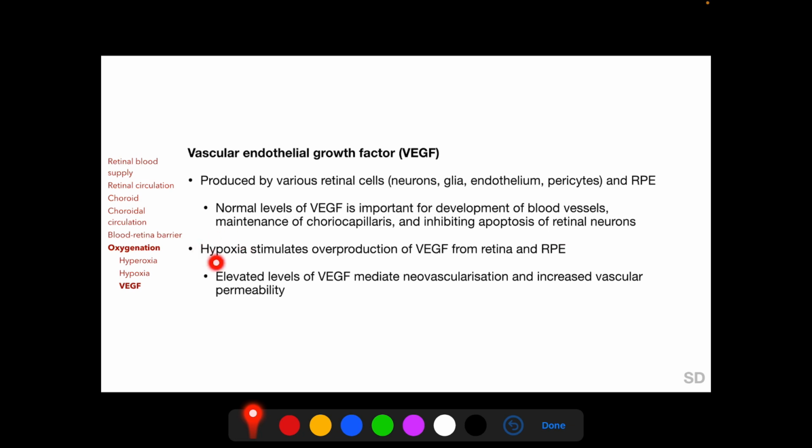Tissue hypoxia stimulates overproduction of VEGF from both the retina and the retinal pigment epithelium, and this results in elevated levels of VEGF, which mediates neovascularization and increased vascular permeability. So VEGF mediates both neovascularization and increased vascular permeability, which is important to remember.